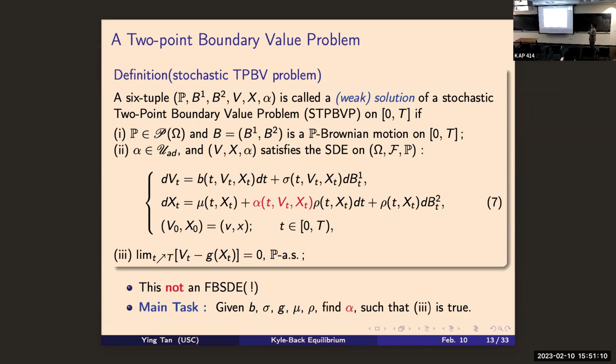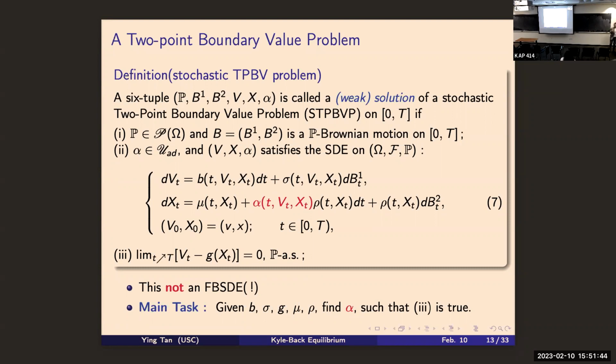The first thing I would like to emphasize is that this problem is not an FBSDE for two main reasons. First, the Brownian motions here, B1 and B2, are independent, so they are not the same Brownian motions. And the second one is the volatilities here, the sigma and the rho, are fixed, so we don't have the freedom to pick the volatility. So this is not an FBSDE problem. The only thing we can pick here is the alpha.